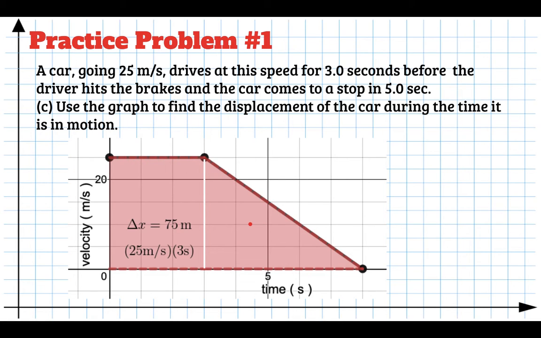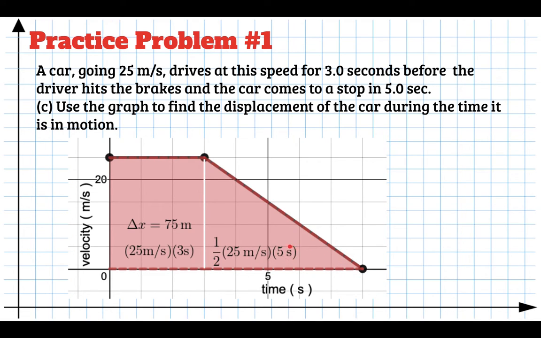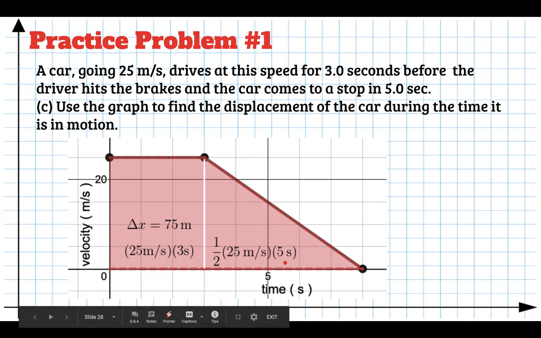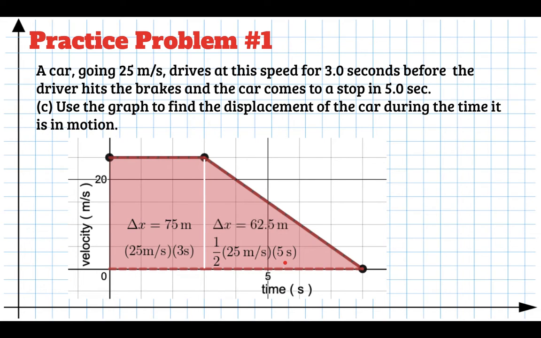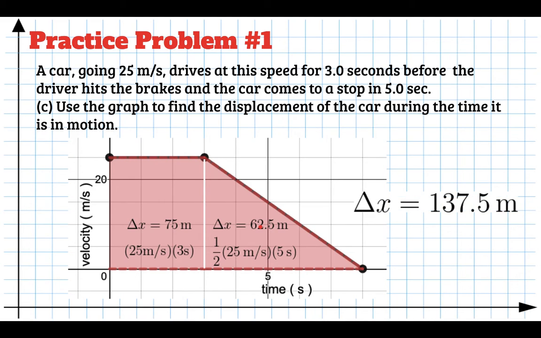Now, we got to find the area of this section. That's 1/2 the base times the height. So that's 1/2, the base is 5, and the height is 25. So you can put that in your calculator, or you can probably just think about it, and that's 62.5 meters. So the car goes 62.5 meters while it is slowing down. And so the total displacement of the car while it's in motion is simply 75 meters plus 62.5 meters, or 137.5 meters.